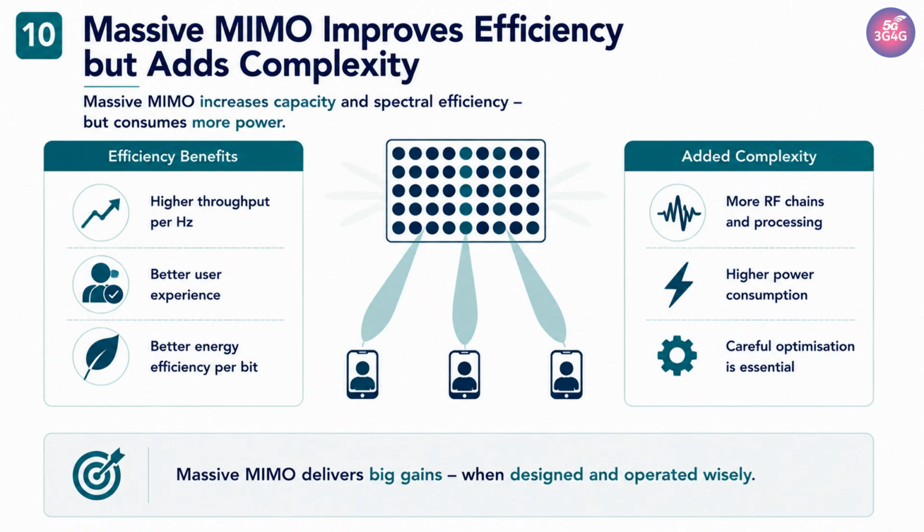So massive MIMO has two sides. It can improve efficiency by delivering far more capacity and better beam control, but it can also increase absolute power consumption if not designed and operated carefully. This is why energy saving features such as antenna adaptation, RF chain management, beam management, and low load optimization become so important. Massive MIMO delivers big gains, but only when it is designed and operated intelligently.